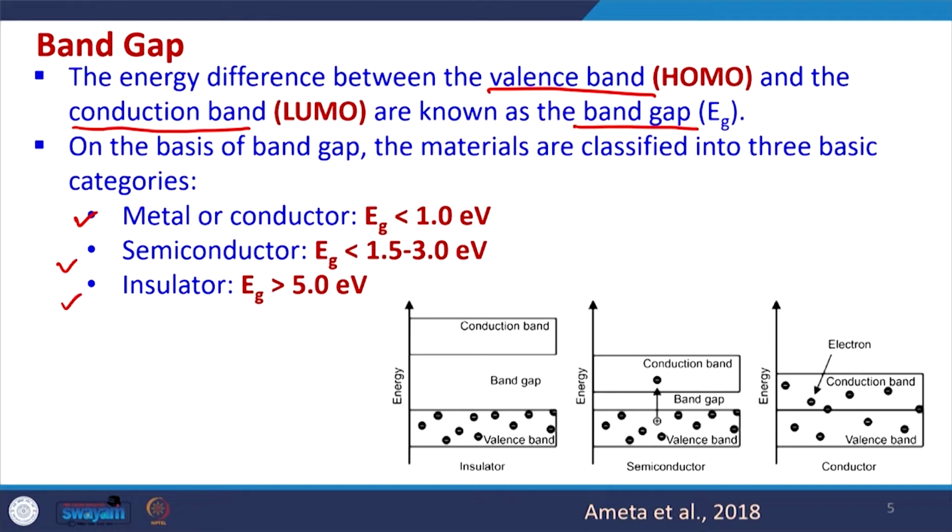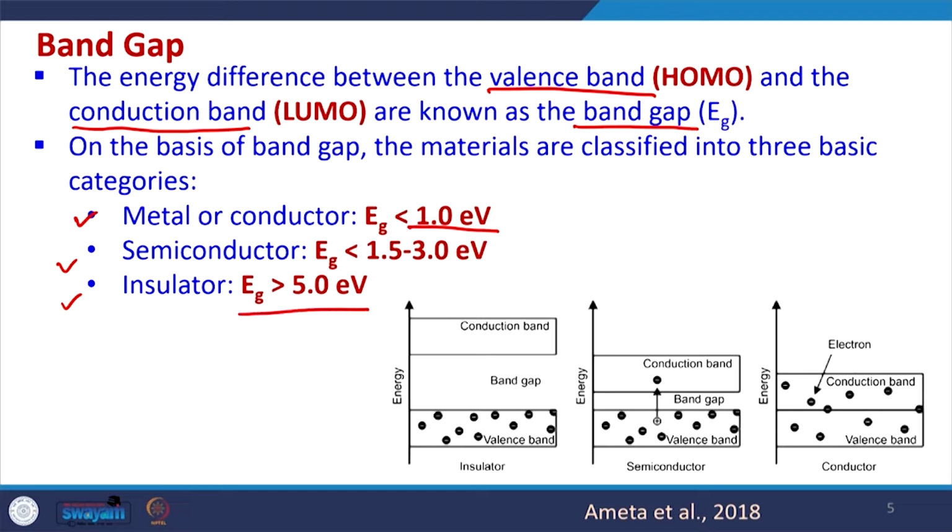Those having a band gap of less than 1 electron volt are called metals or conductors. Semiconductors are those having a band gap of more than 1.5, typically around 3 to 4, and up to 5 also. Insulators have a band gap of more than 5 electron volt.